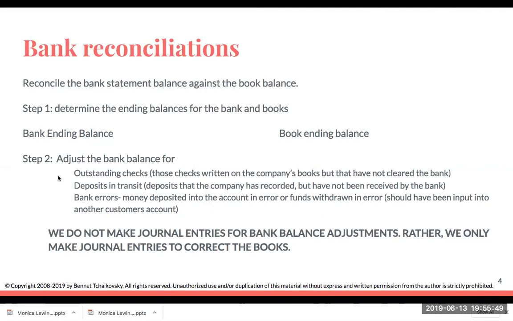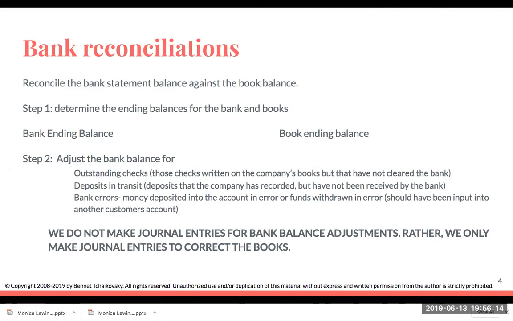Then what I'm going to do is adjust the bank, and I'm going to adjust the books. There are certain items that will affect the bank, and certain different types of items that will impact the books. What I've tried to do is write you an example that covers everything. So what are the typical different types of items we're going to be adjusting that bank balance for?